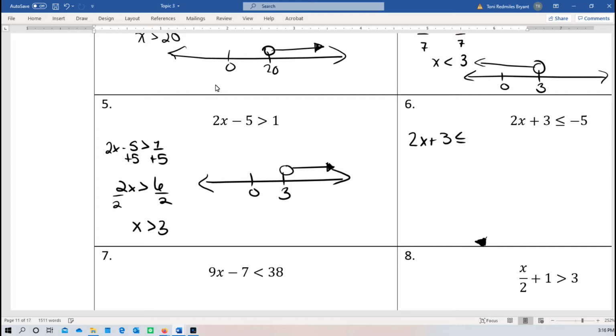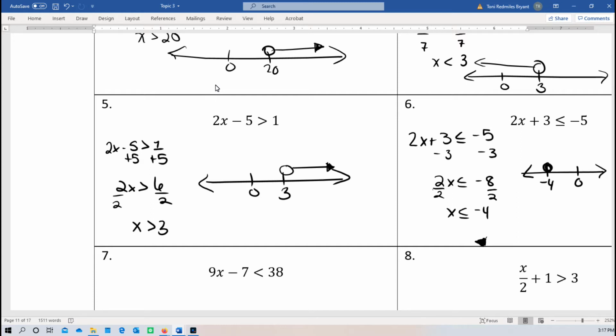In this one, 3 is adding to the x, so the opposite operation would be to subtract. And we are going to get a negative 8 on the right-hand side. All right, so now I've got to divide that 2 out because it's multiplying the x. And I am going to get a negative 4. So x is less than or equal to negative 4.